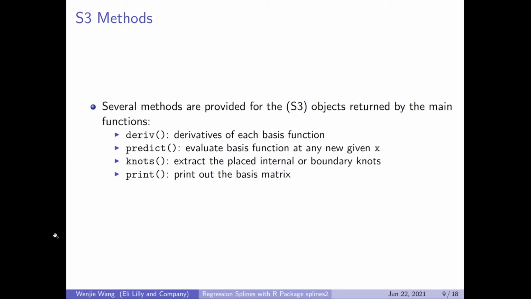The package provides several S3 methods for the object returned by the main functions. The first S3 method is called deriv. It gives us the derivatives of each basis function. The second S3 method is predict. It can be helpful when we want to evaluate the basis function at any new given x. The third method is called knots. It helps us to extract the internal or boundary knots for the returned object. The last method is print. It simply prints out the basis matrix in a clean format.